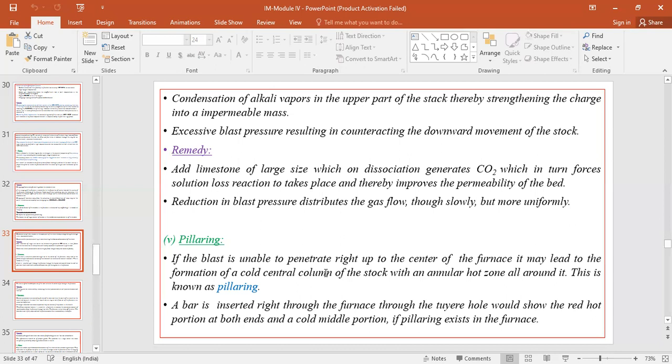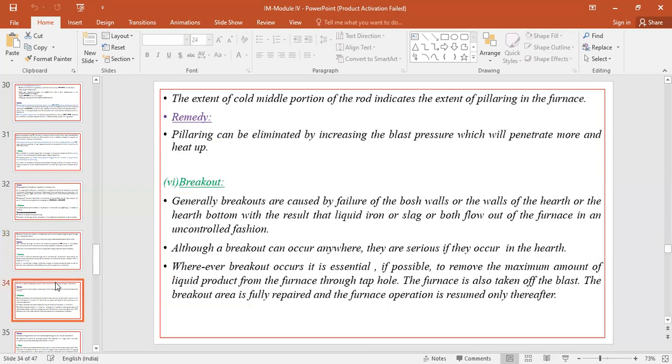We can identify it by inserting a bar into the furnace through the tuyere pole. That will show a red hot portion at both ends and a cold middle portion at the center, if at all pillaring exists inside it. So the extent of the cold middle portion of the rod will indicate the extent of pillaring inside the furnace.